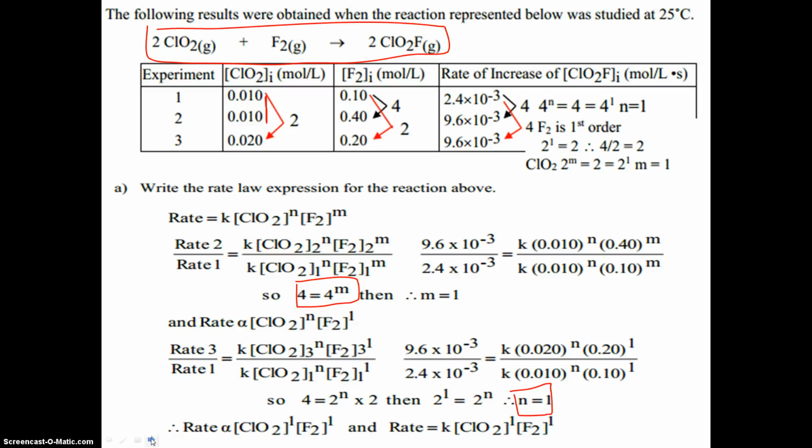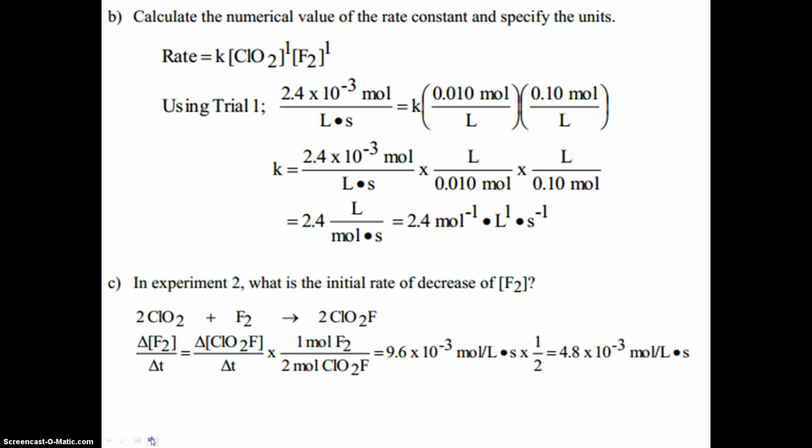And that's your rate law. So the answer is pretty straightforward here. They didn't ask to solve for K. Over here, you're solving for K. So you know what this is.